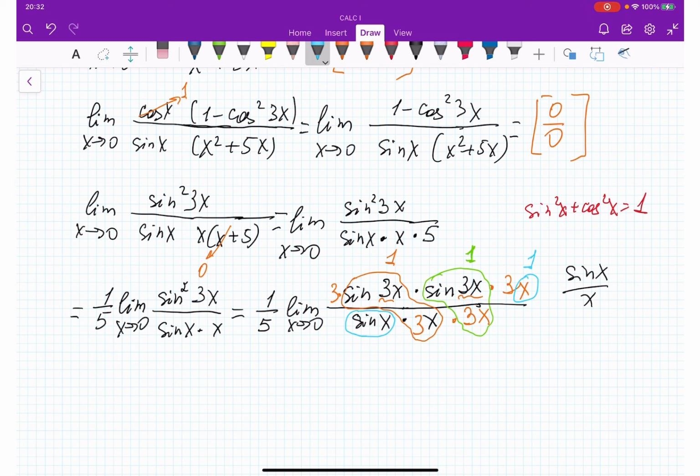Let's see what is left there. 1/5 times the limit as x approaches 0, and we are getting 3 times 3, and in the denominator what do we have? In the denominator we don't have anything else. Okay, let me put 1 there instead of cleaning the fractional line. And the result is 9/5. And I am done.